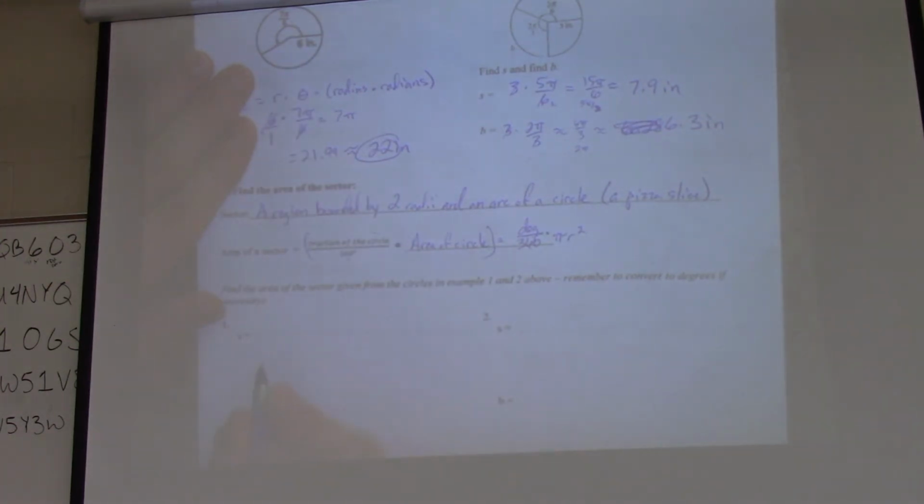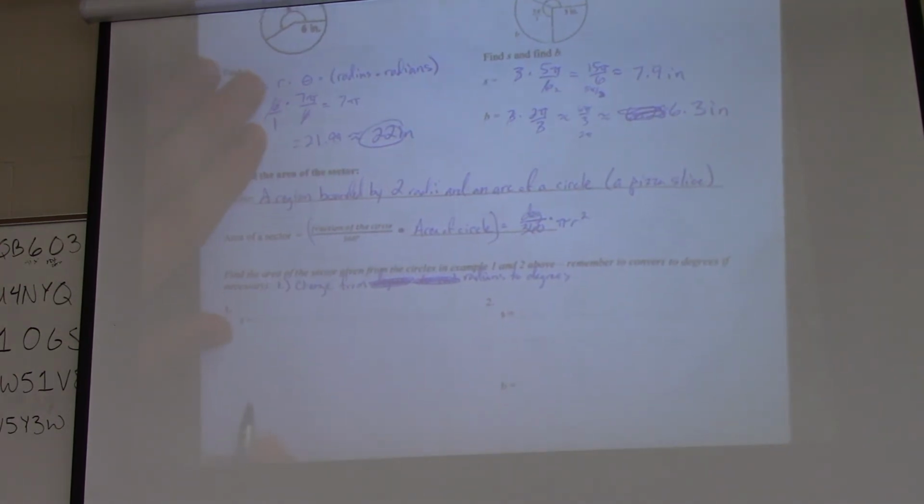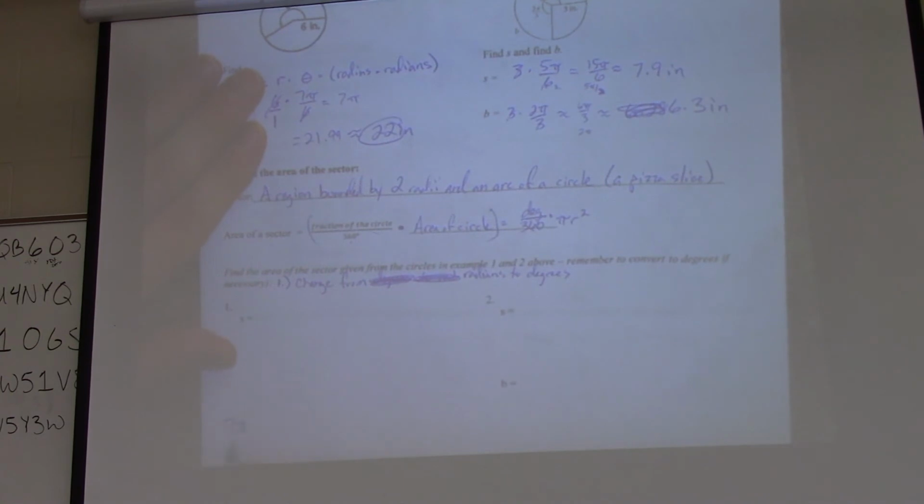Okay? So the first thing I got to do, and this kind of stinks, is step 1. Change from radians to degrees. So we've got 7 pi over 6.